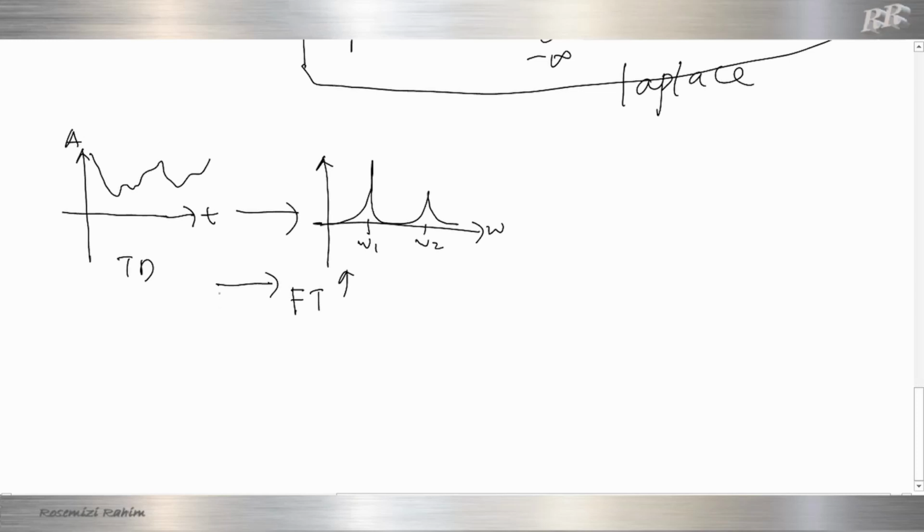If we use the Laplace transform, from this graph we can convert it into a 3D graph, like this. Same omega. Then we add one more axis. This is the real axis.